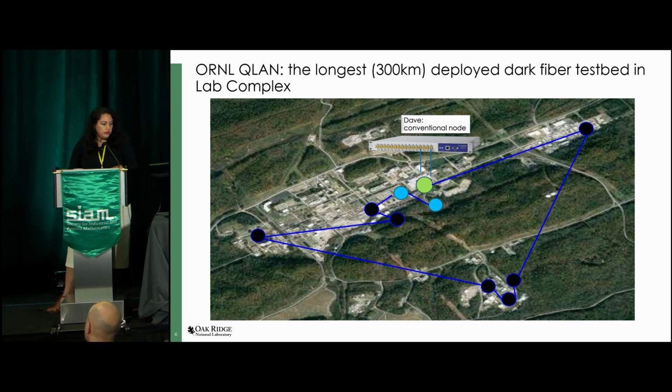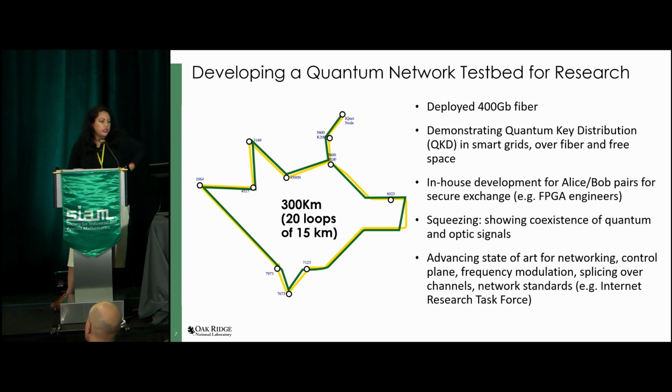A better diagram of this is shown over here, which also lists the different buildings which are linked. Basically, it's an engineering problem. Based on wherever we got access, we added 15 kilometers, and then we looped around the whole lab to get a complete 300-kilometer testbed. This is, at the present moment, the largest testbed in the US where you can actually do quantum networking experiments.